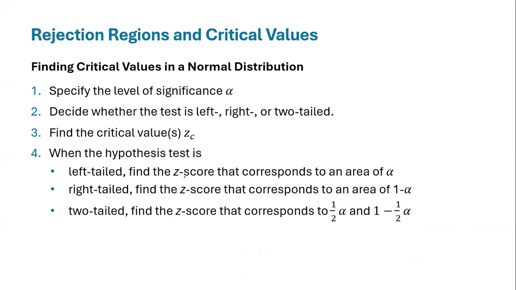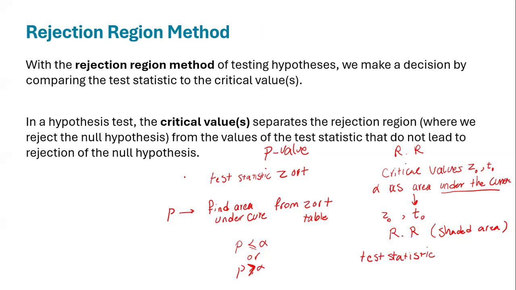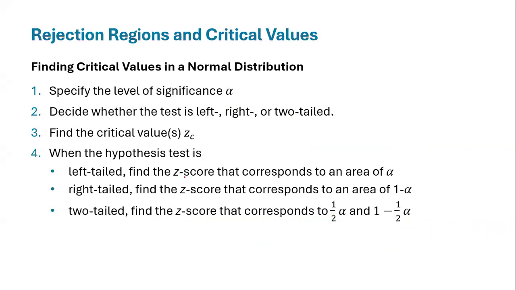So as I said, we need to find the critical values first. And to find the critical values, we need to look at the alpha as the area under the curve. If we have a left tail test, alpha is the area on the left, and we find a z-score that corresponds to that area. If we have a right tail test, the alpha is the area on the right side. That's the alpha. And to find the z-value, since you're going to look at the z-table, you need the area to the left. So you need 1 minus alpha as the area.